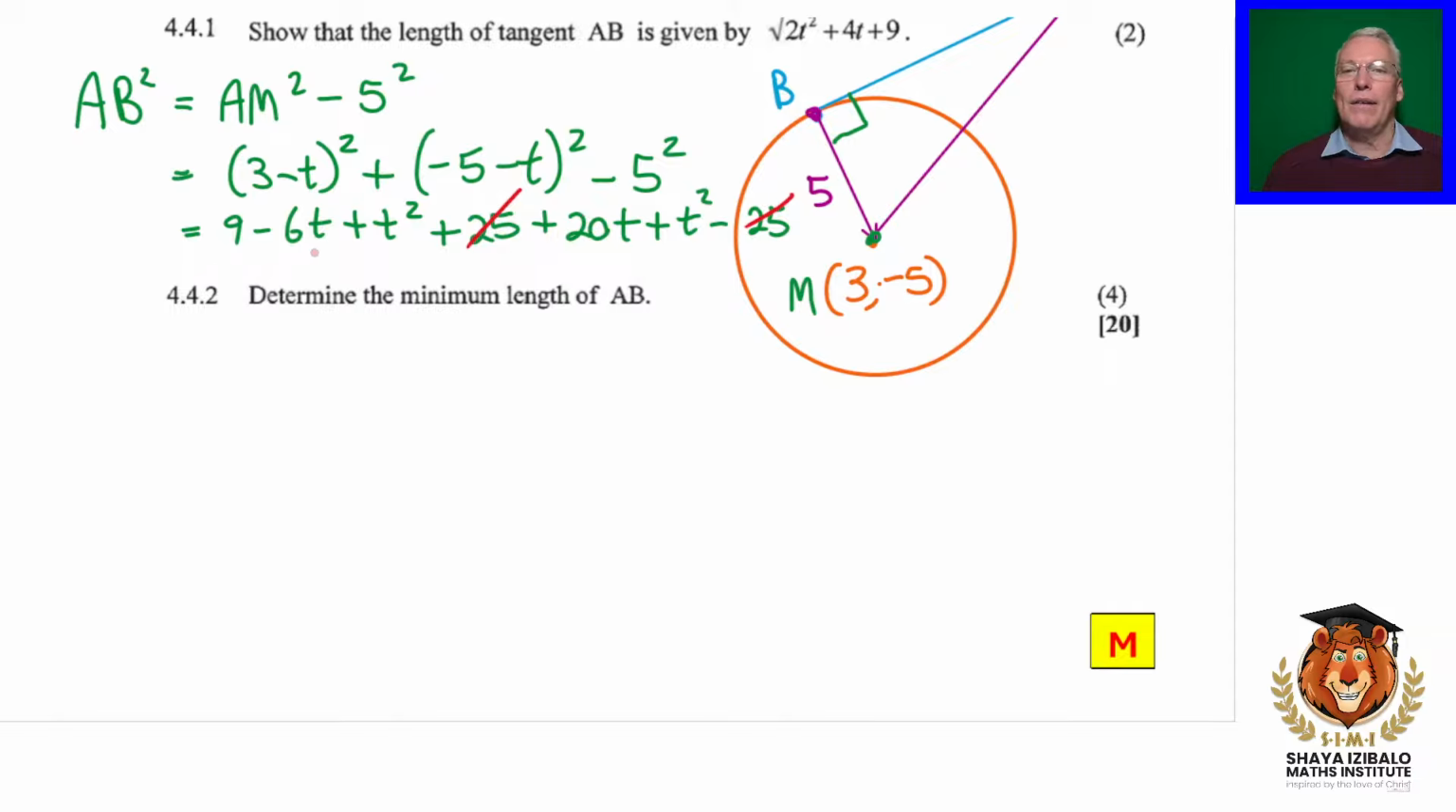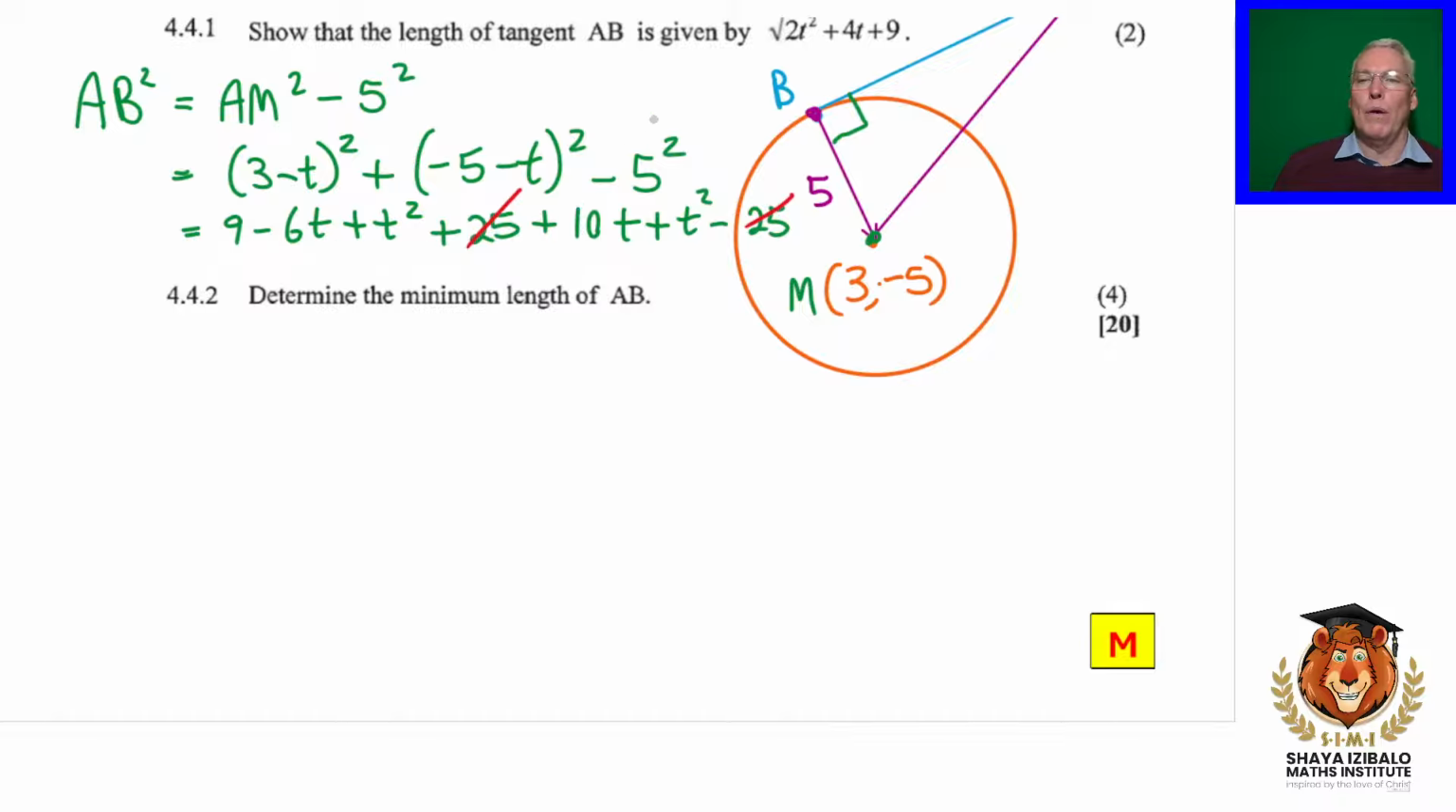Okay, we've got 9, which is good. We've got T squared and T squared, which is good. I've got minus 6T and I've got plus 20. Sorry, this is not plus 20T. This is plus 10T. All right, my apologies. Okay, doubled it twice. Okay, plus 10T.